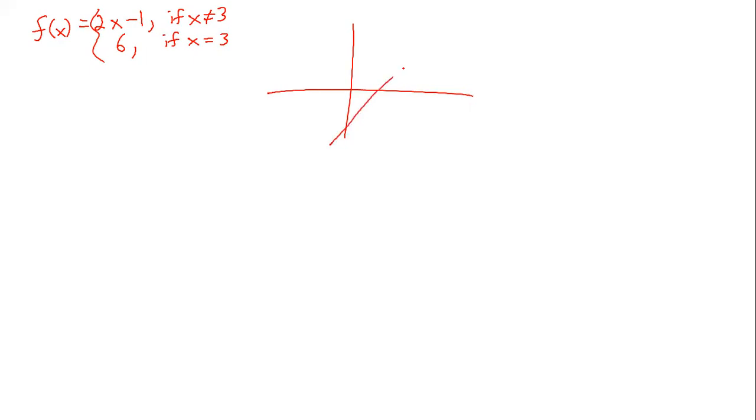So let's take f of x, I'm going to define this like this, 2x minus 1 if x is not 3, and it's going to be equal to 6 if x is equal to 3. So this is just a line on my x, y axes. And so here is 3. And so here is what the point on the line is on this line 2x minus 1 if x is 3, but that's not the value of this function f of x. When x is 3, it's actually going to be 6.